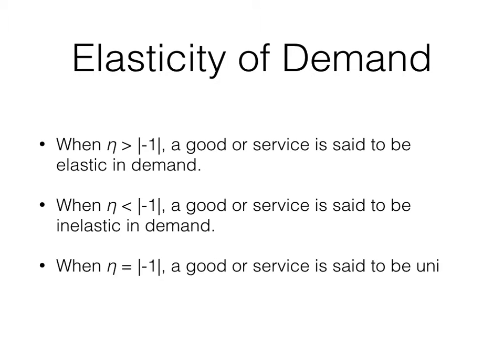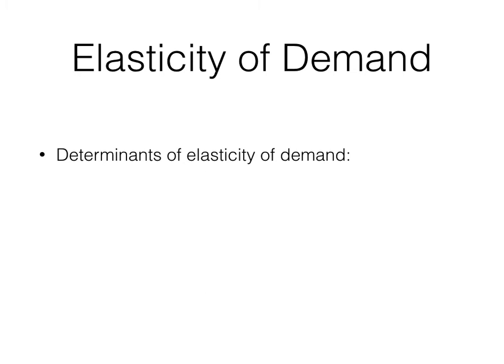And the last thing we'll look at is what we call unit elastic. When elasticity is equal to absolute value of minus 1, then we say the good is unit elastic in demand, and that's going to have a special reference to revenue when we get to that. When we look at elasticity of demand, we want to understand the determinants of elasticity. What makes people more responsive to a change in price for one good than another?